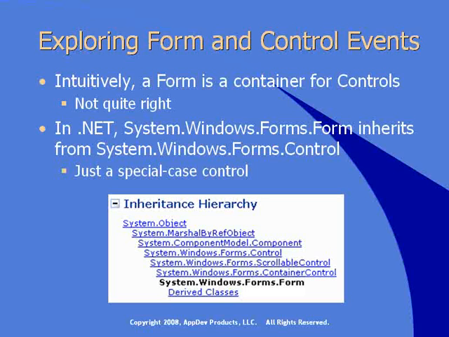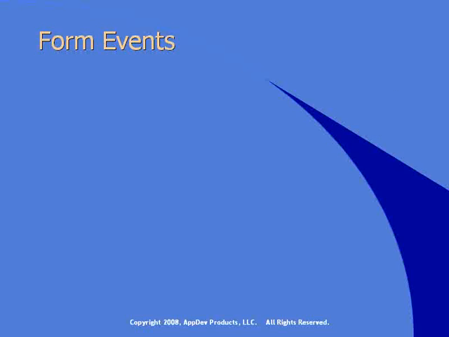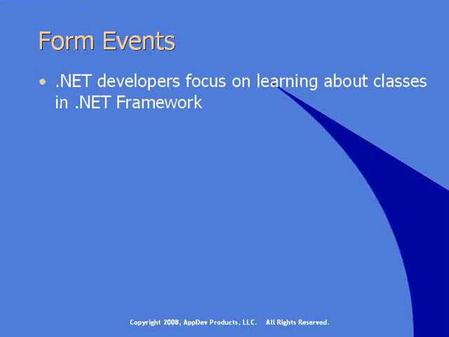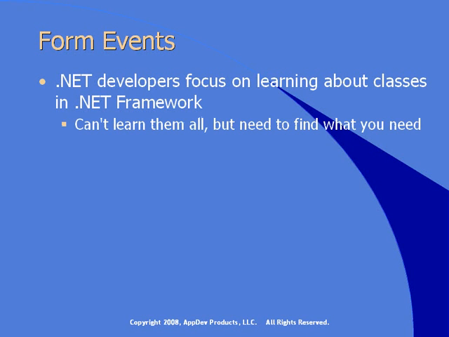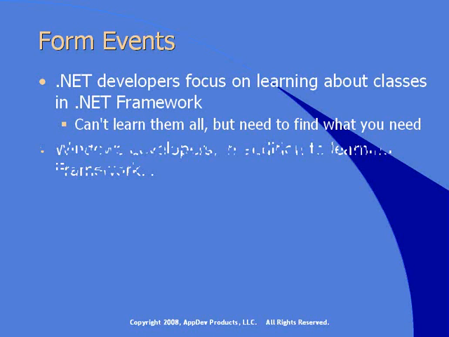Which means, my point here, is that the events of a form are very similar to the events of a standard control. Each control can add its own events, just as a form does, but there are many events that they share. .NET developers focus on learning about classes in the .NET Framework. You can't learn them all, but what you need to know is where to go research to find out specific behaviors of a particular class.